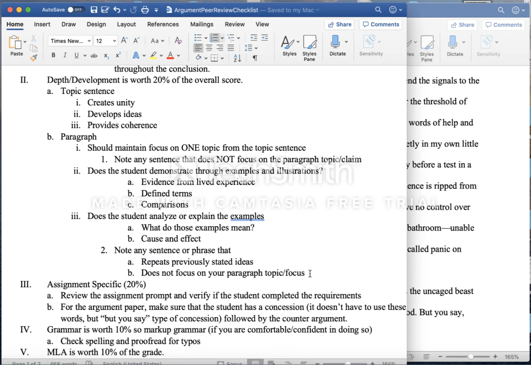So if you want to pause here and then run through the body paragraphs and make sure they're developed fully, looking at the checklist, then come back when you're finished.